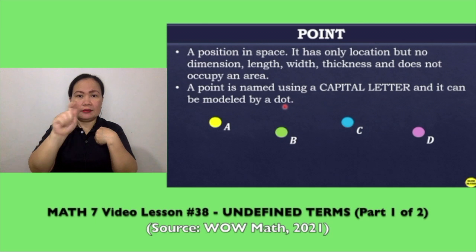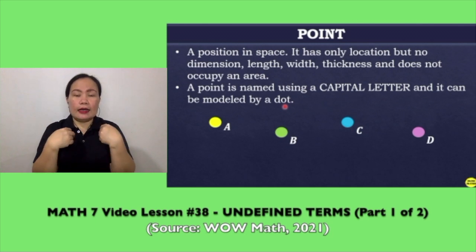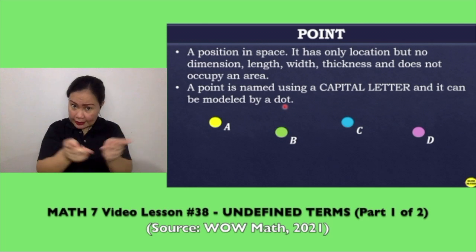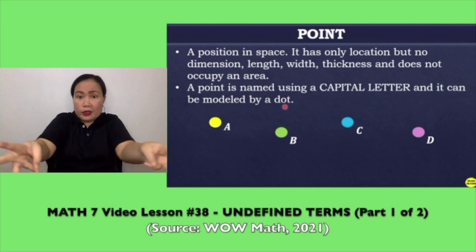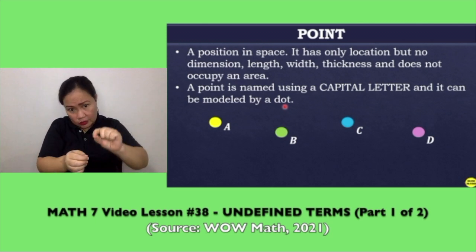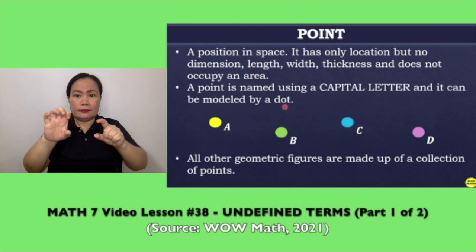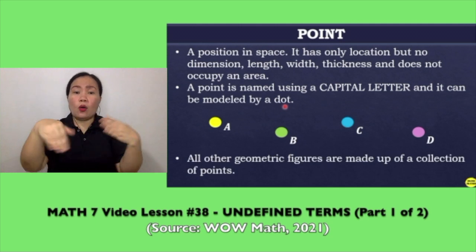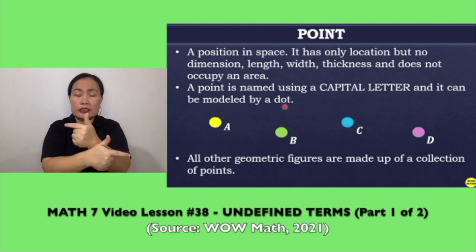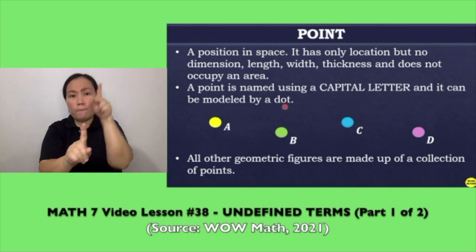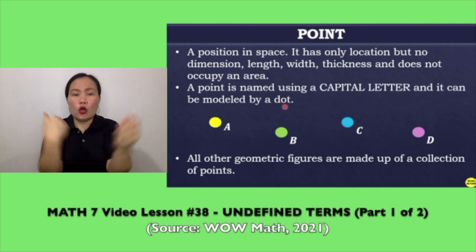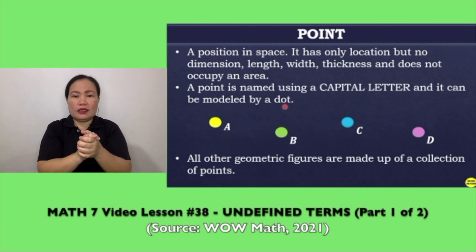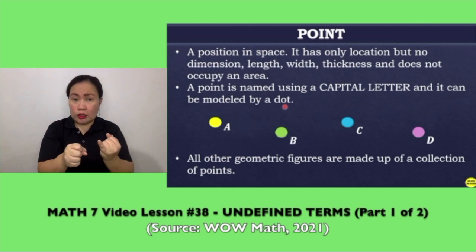So, kapag meron tayong dot. Okay? So, ang tatandaan sa point, it has only location but no dimensions, length, width, thickness, and it doesn't occupy an area. Aside from that, we name a point using a capital letter. Always remember that. Okay. That's why all other geometric figures are made up of collection of points. So, lahat ng figures na nakikita natin, especially sa geometry, lahat yon ay made up of points. So, nakakabuo tayo ng mga figures because of these points.